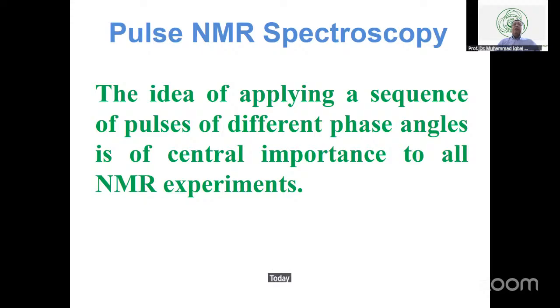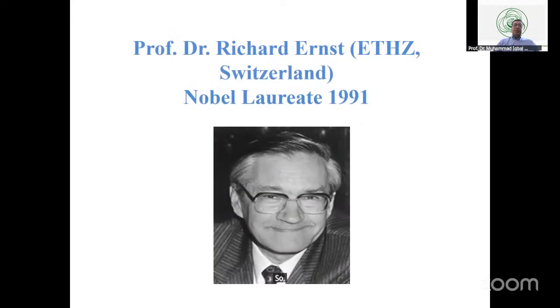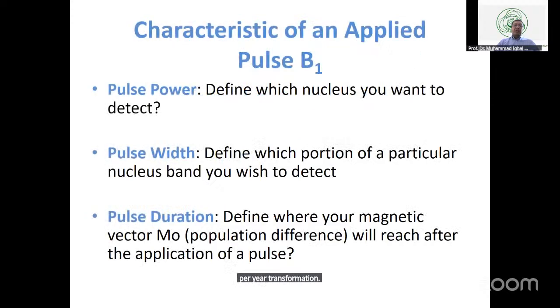Today, no continuous wave spectrum. It just was the past, which has really gone by. So Richard Ernst got a Nobel Prize in 1991 for his discovery of pulse Fourier transformation. What are the pulses? Pulses are radio frequency bursts.